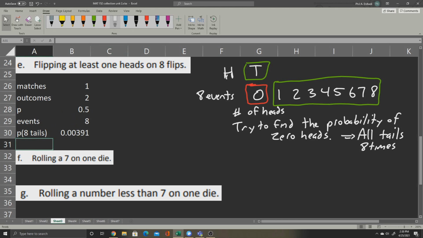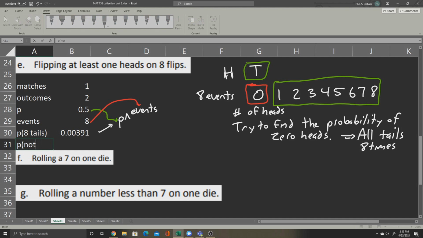Once again, I'll write down the formula on the side. We take the probability raised to the number of events. The probability went here, and the events were here. So now that we know what probability is in this red box, all we have to do to figure out what's in the green is to take 1 minus what's in the red.